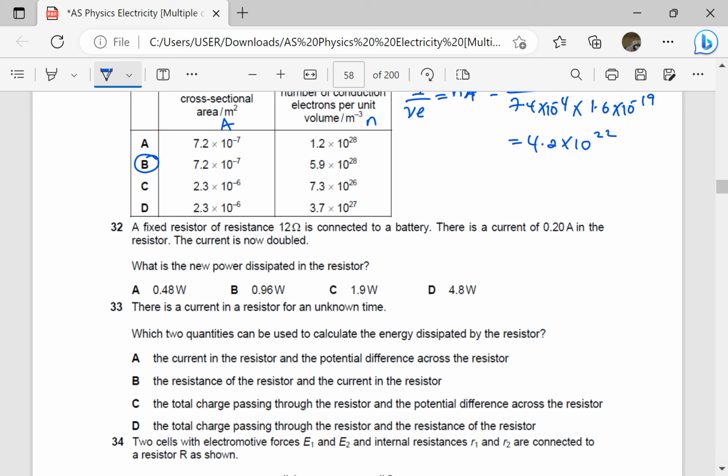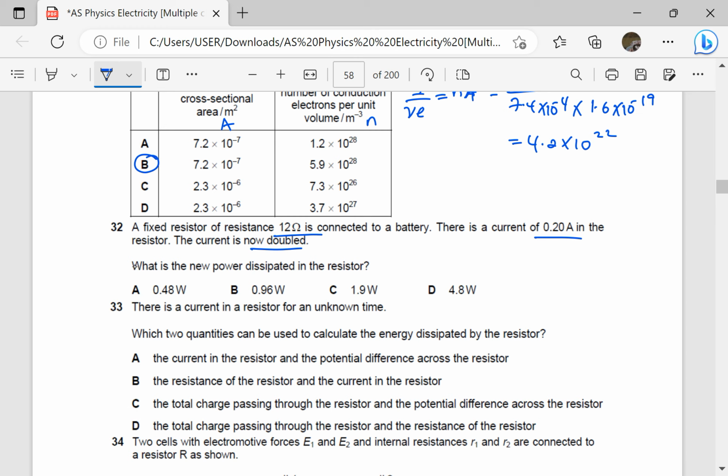A fixed resistor of resistance 12 ohms is connected to a battery. There is a current of 0.2 amperes in the resistor. The current is now doubled. What is the new power dissipated? So the current is now doubled. What is the new power dissipated?